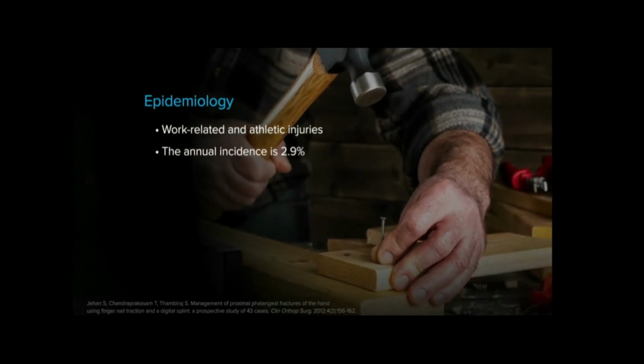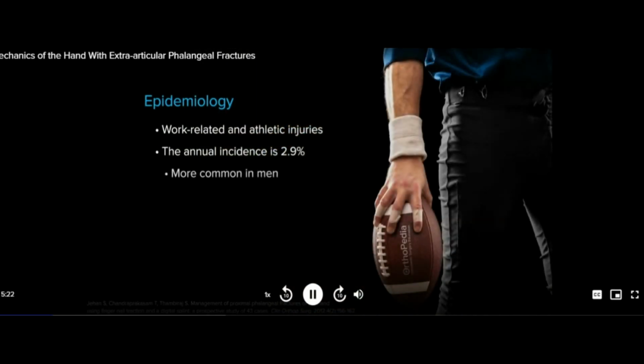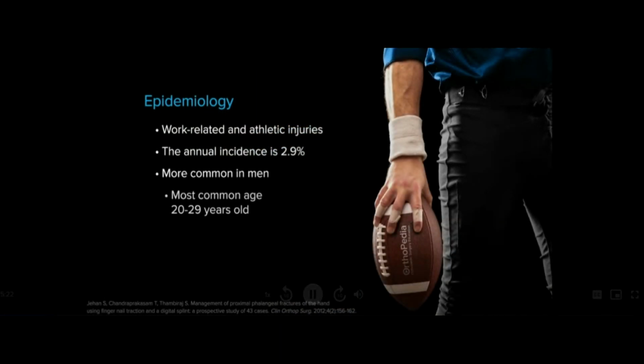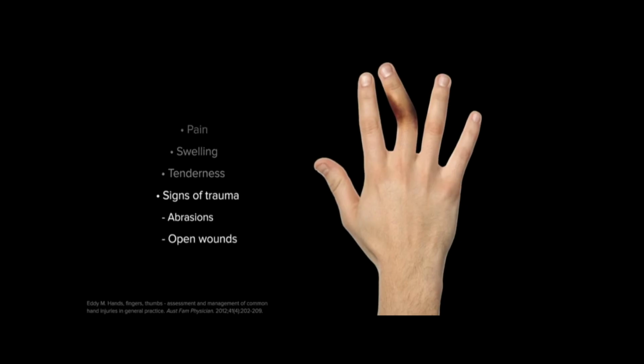The annual incidence of phalangeal fractures is 2.9%. These traumatic injuries are more common in men between 20 and 29 years of age. When evaluating patients with phalangeal fractures, classic hallmarks include pain, swelling, and tenderness. Look for signs of trauma. Inspect the soft tissues for abrasions or open wounds.